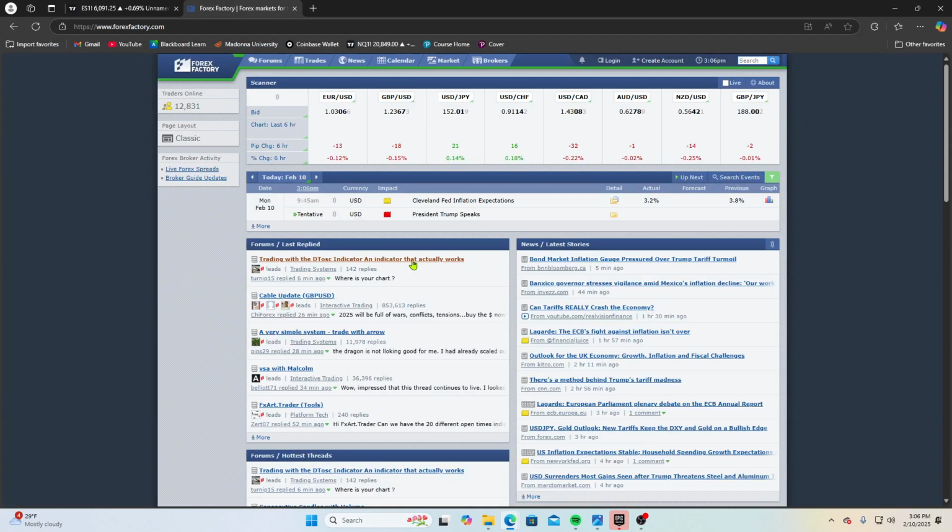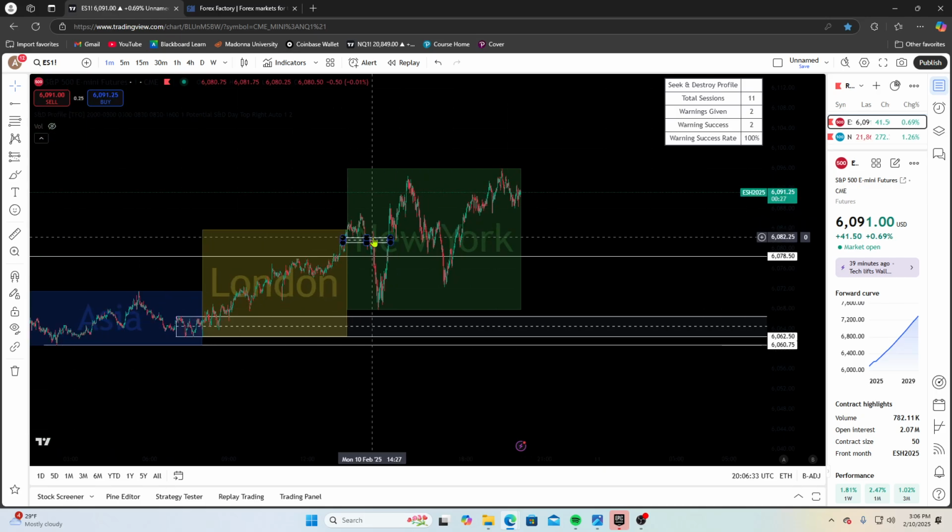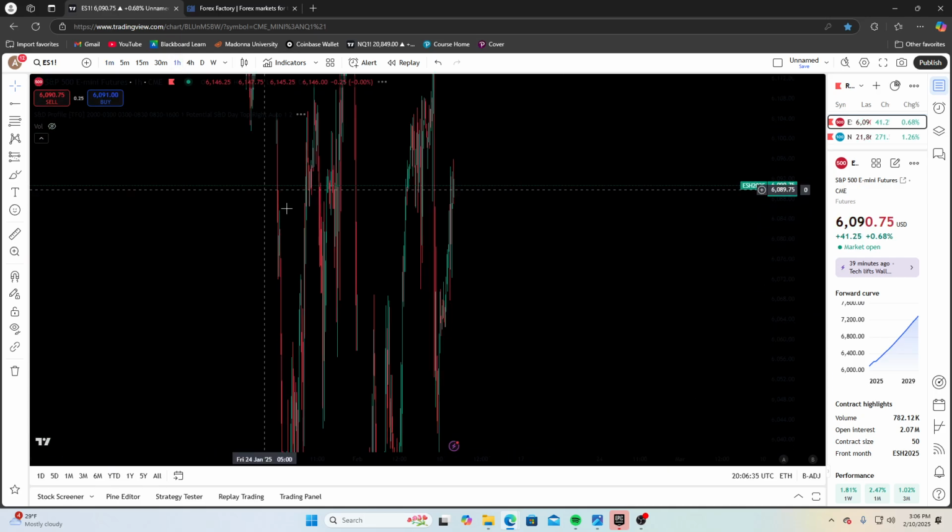Didn't really have anything. It really was no news Monday. I guess unless Trump speaks, but it's not even giving us a time, so it's whenever. But this wasn't even here earlier. Anyways, we had Cleveland Fed inflation expectations. Really didn't do anything today, obviously. So we're gonna go over this.